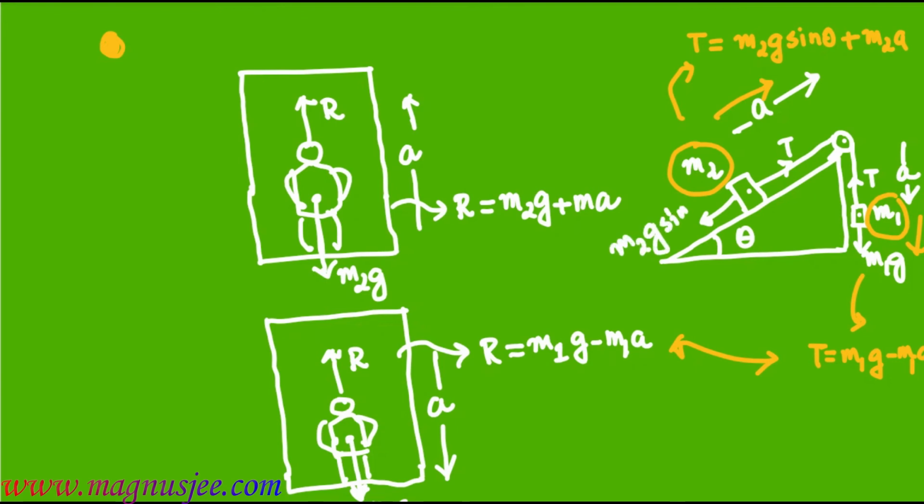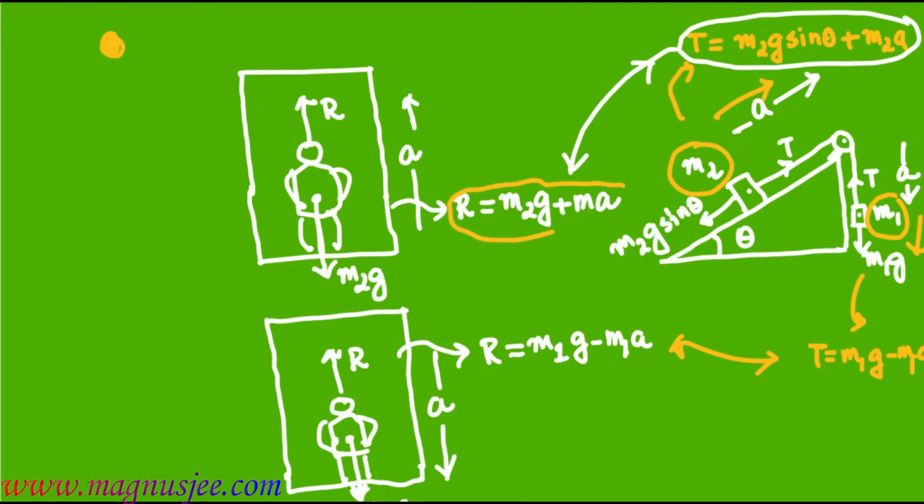This component is M2G sin theta. And this tension T acting in the string can be compared with the apparent weight of a man in the lift, which is moving upwards with an acceleration. R equal M2G plus MA, and here T is equal M2G sin theta plus M2A.